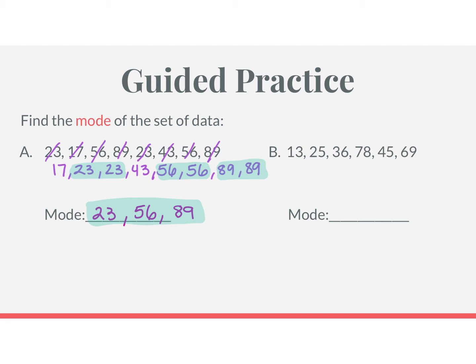For our next data set, we'll order the numbers from least to greatest. 13, 25, 36, 45, 69, and 78. Now that my numbers are in order from least to greatest, I can easily see if there are any numbers repeated. There are no numbers repeated in this data set, so there would be no mode.